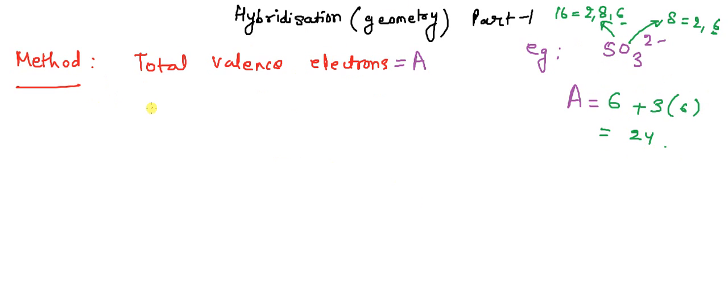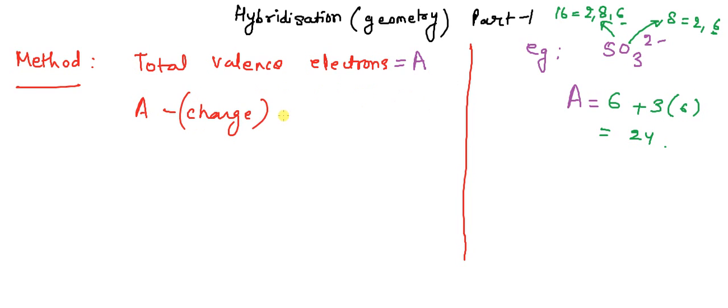So next step, what are we doing? I hope you know that we are dealing with the geometry of this compound, how this compound is going to look like in space. So the next step would be you are going to subtract from A the charge which is present on the whole covalent compound. So it should be B now. We'll take it as B.